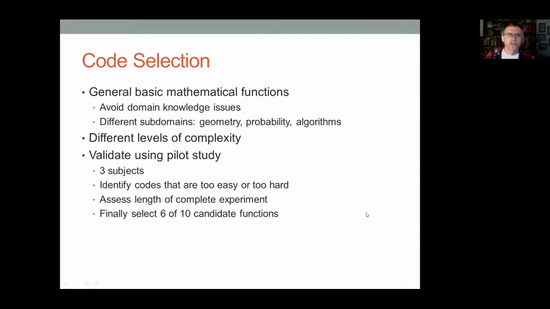To conduct such an experiment, we first need to select the code. We decided to use basic mathematical functions in order to avoid domain knowledge issues. We chose functions from different subdomains, such as geometry and probability. We validated the functions we chose during the pilot study in order to identify codes that are too easy or too hard, and in the end, we selected 6 out of 10 candidate functions.